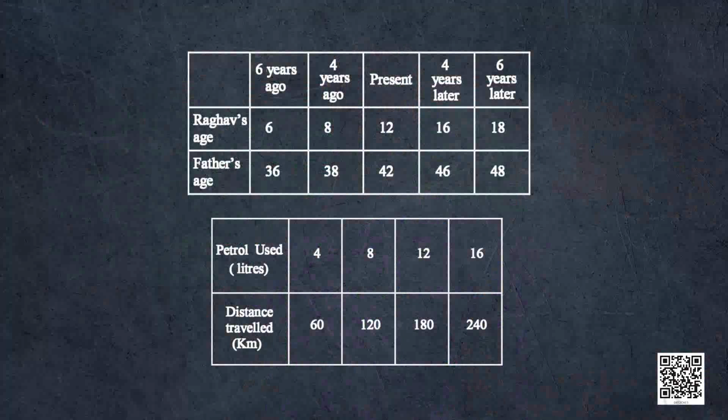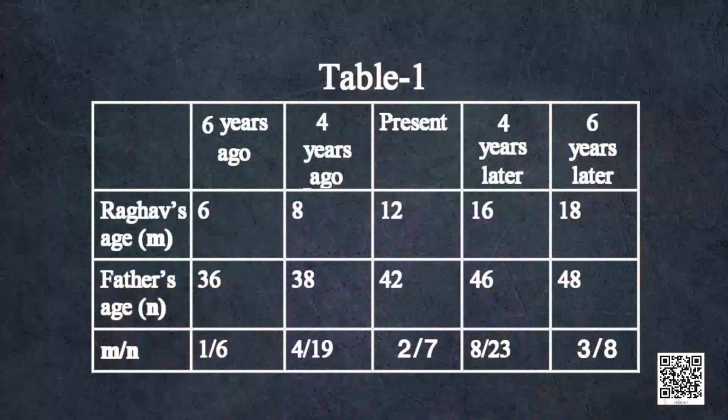What can you observe? We can observe that in both the cases, when one quantity increases, the other one also increases. But can you find some differences? Okay, let us observe more carefully and closely. In table 1, let us take Raghav's age as M and his father's age as N. Let us observe what happens to M by N.